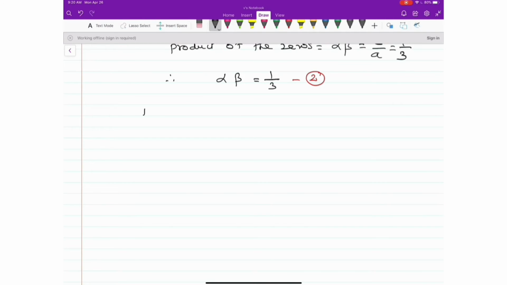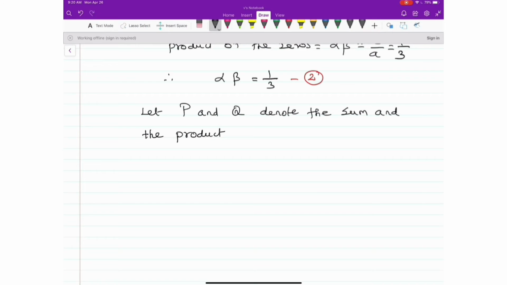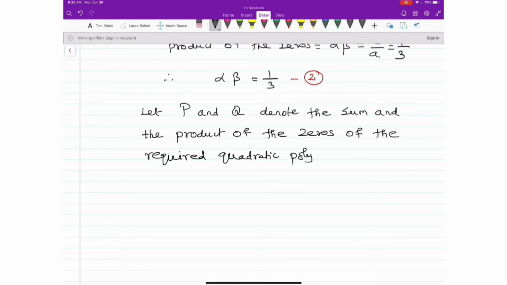Let P and Q denote or represent the sum and the product of the zeros of the required, every word is important, required quadratic polynomial. So this is the assumption we are making.